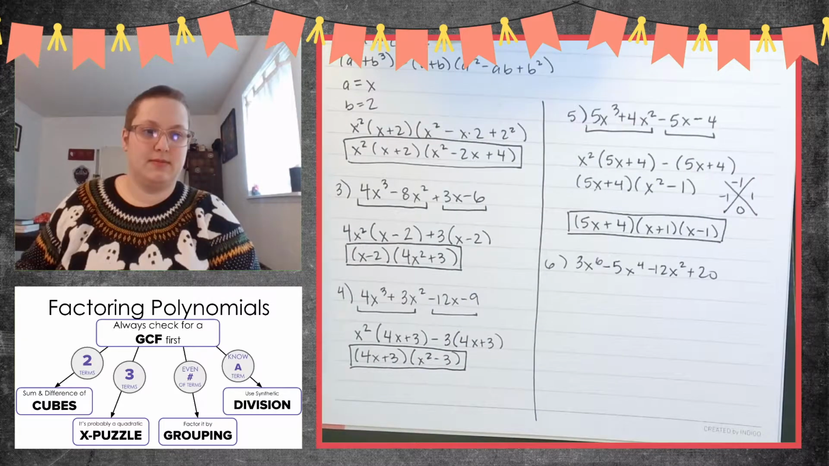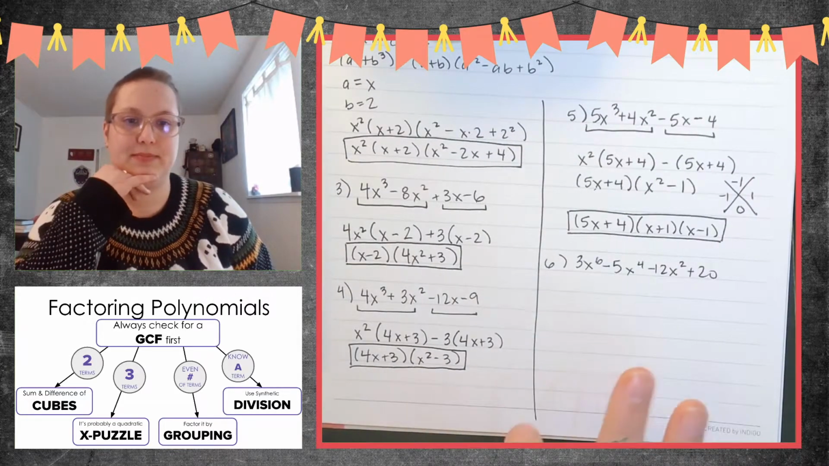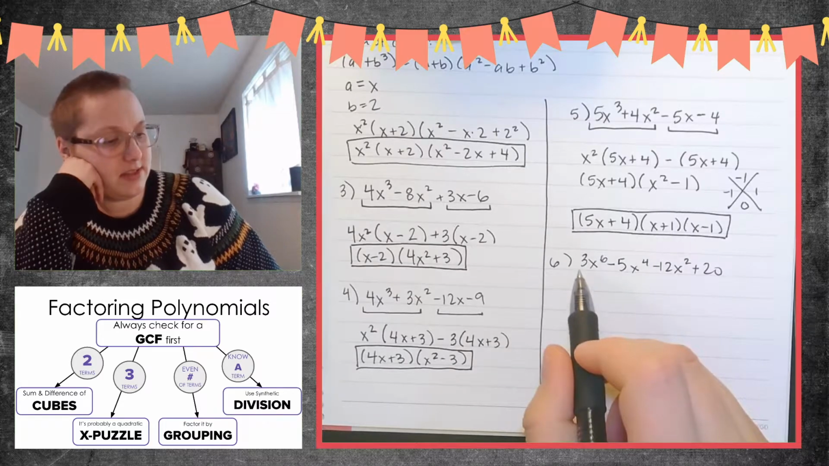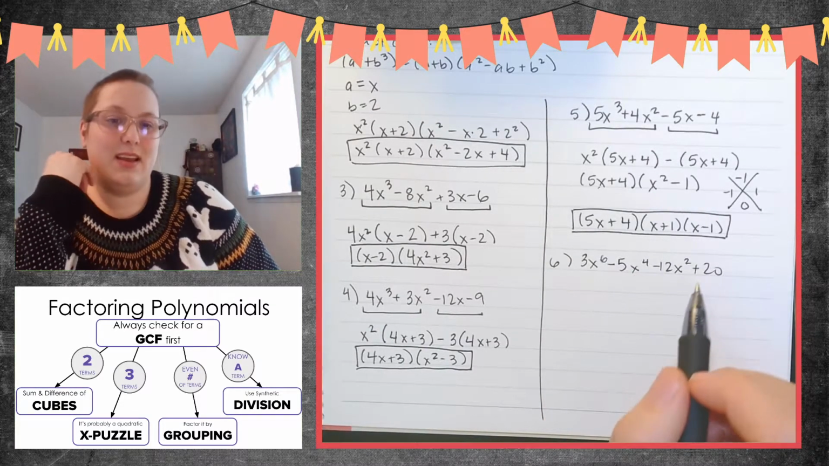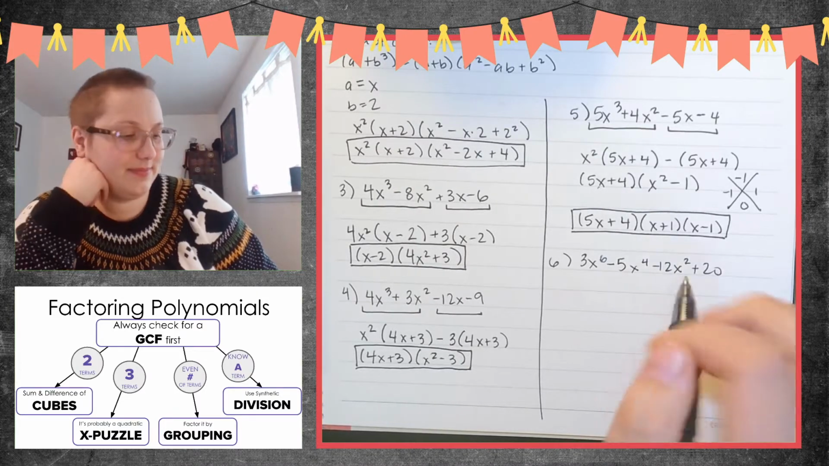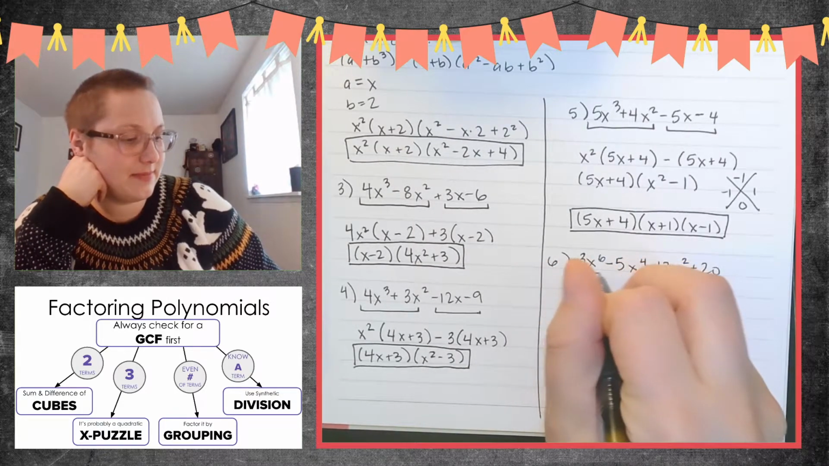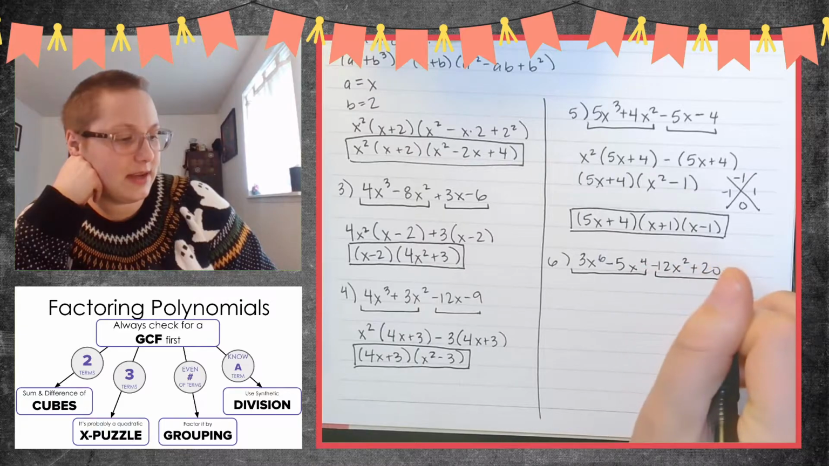Let's do another. All right, let's do this one. So this one I have 3x to the 6th minus 5x to the 4th minus 12x squared plus 20. I can't divide anything out again. Sometimes I can, so I always have to check, but I'm going to group the first half and the second half.